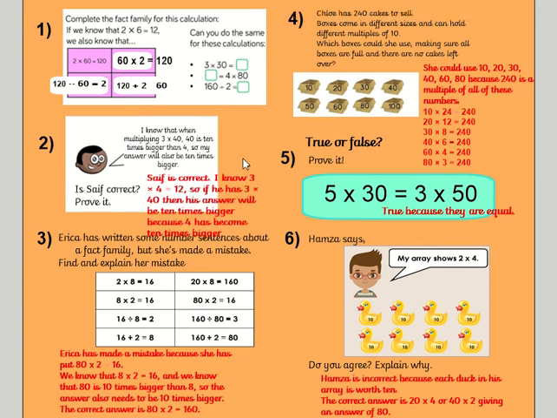So I know Safe is correct because I know 3 times 4 equals 12. So if he has 3 times 40, then his answer will be 10 times bigger because 4 has become 10 times bigger when we have written that number sentence. So it's basically what we've been learning this whole lesson, and therefore Safe is correct. If you would like to show how you've proved this, please post your answer on Dojo.